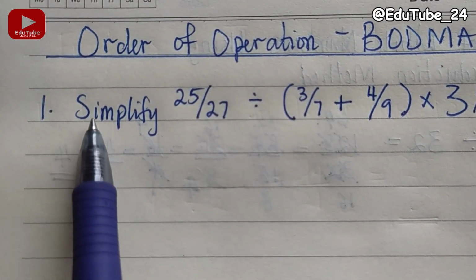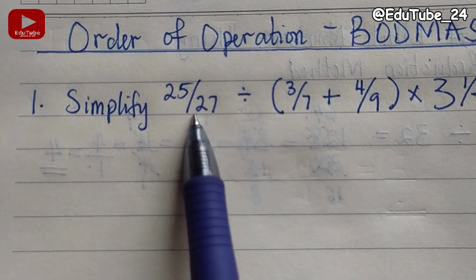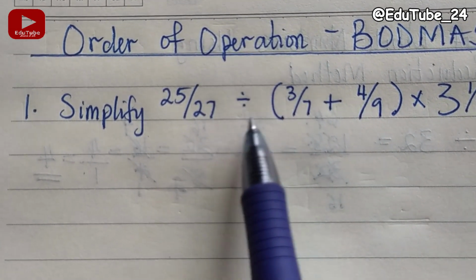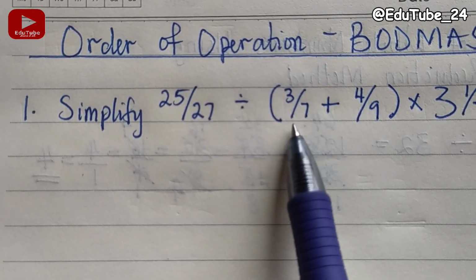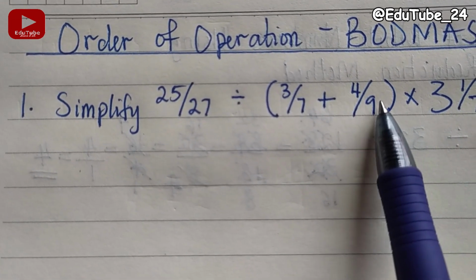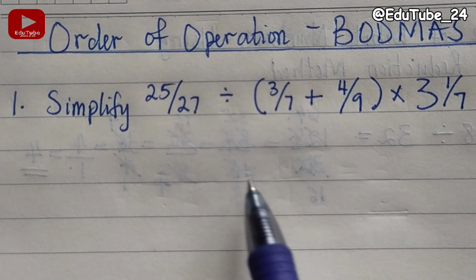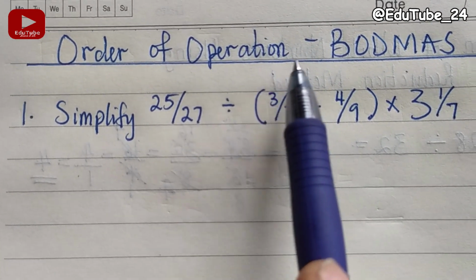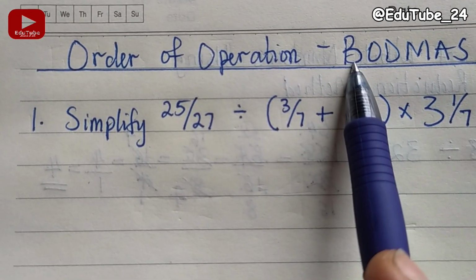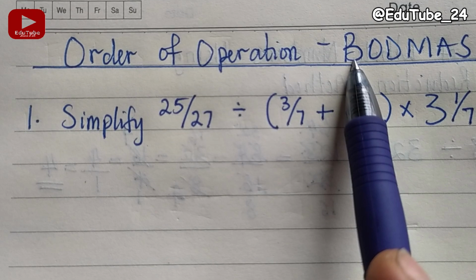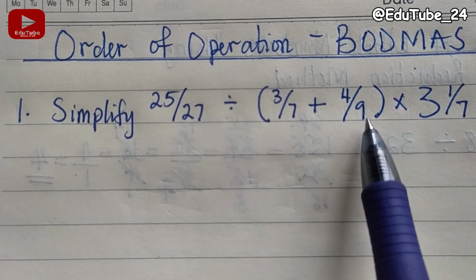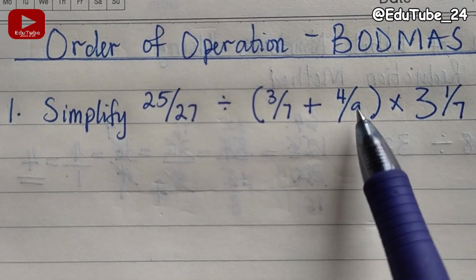Now, our first problem is to simplify 25 out of 27 divided by 3 out of 7, open bracket 3 out of 7 plus 4 out of 9, close bracket, times 3 whole number 1 out of 7. To solve this problem following the order of operation, B comes first, which stands for bracket. So that means we are going to work out what is inside the bracket first of all.